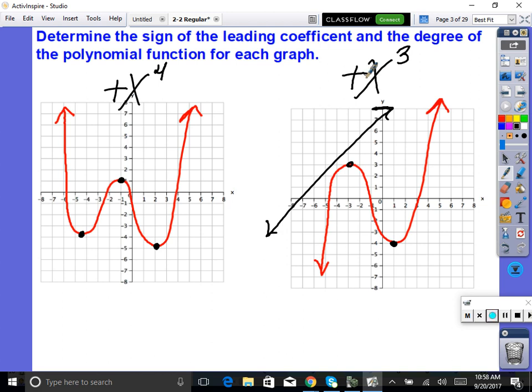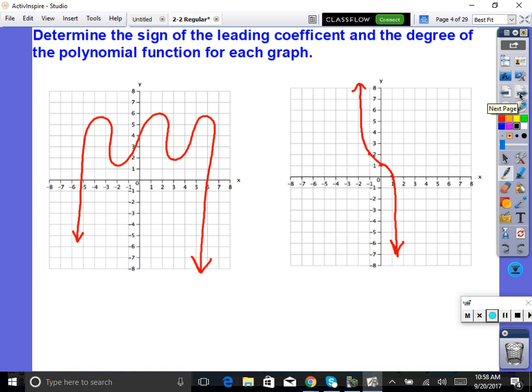Not too bad. Let's do a couple more. So let's see here. This one's even, so we know it's an even degree because it's the same. 1, 2, 3, 4, 5 turning points. So it's degree 6. Is it negative in front or positive? Negative, that's why it's down and down. Very good.